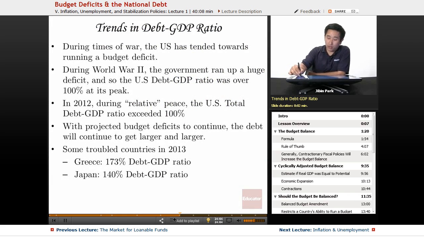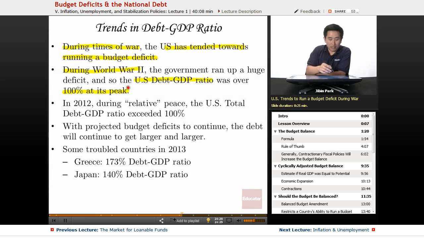So what are the trends that we talked about? Again, during times of war, the U.S. has trended towards running a budget deficit rather than a surplus. So at least in the United States, it's been quite some time since the United States has run a budget surplus. During World War II, the government ran a huge deficit, and so the U.S. debt to GDP ratio was over 100% at its peak.